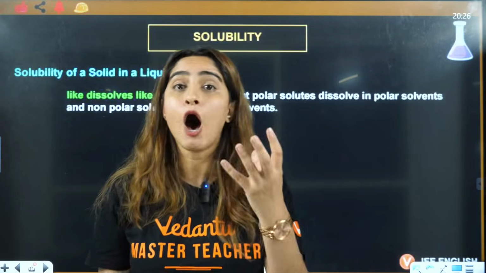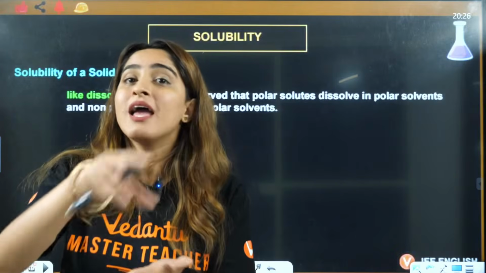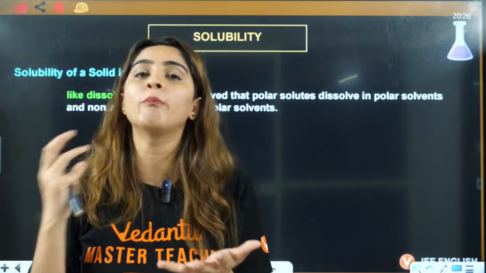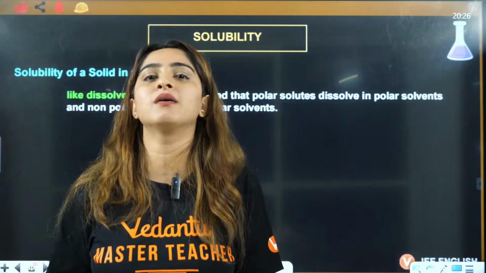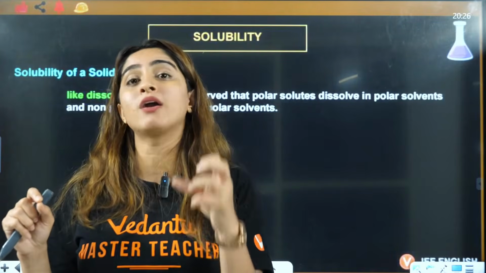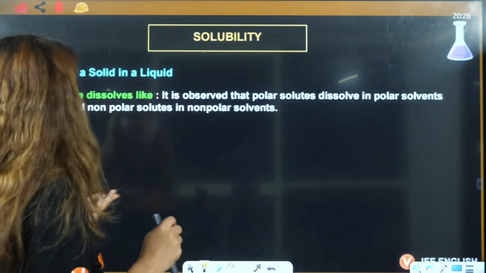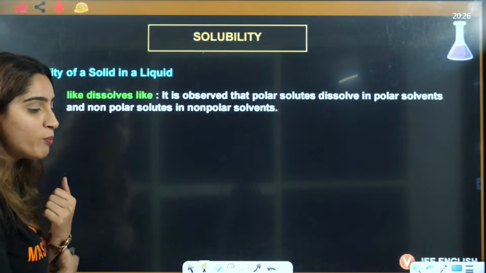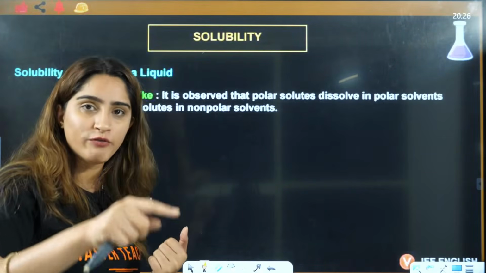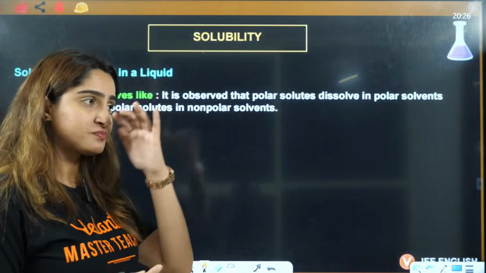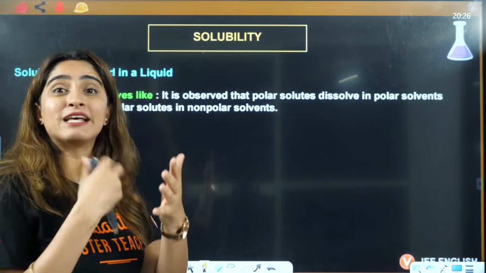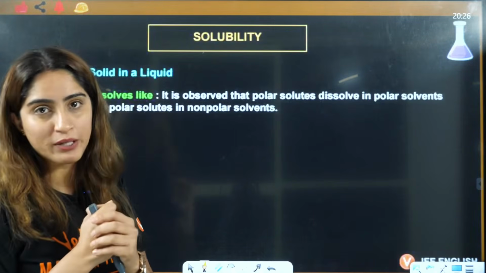Solubility is how much amount of solute is completely and uniformly distributed in the solvent, and that is called a solution you have formed here, right? So the definition is: when you mix a solute into the solvent, that forms a solution, and how much dissolution there is, that is called solubility, right?